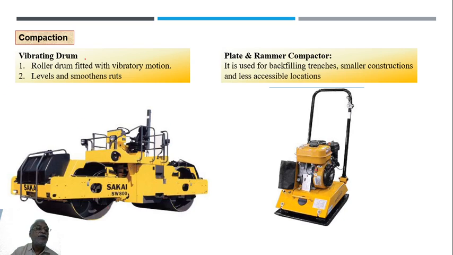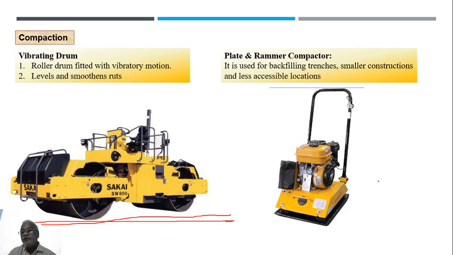next, vibrating drum. Roller drum fitted with vibratory motion levels and smoothens ruts. Nowadays whatever you find on the field, generally it will be having vibrations. The vibrations will not be seen by the naked eye, because the frequency will be quite large, right? Because of that, here it looks like a plain smooth field roller only, but it will be having an action of vibration, right? So vibration will be compacting the soil in a faster manner compared to static rollers.